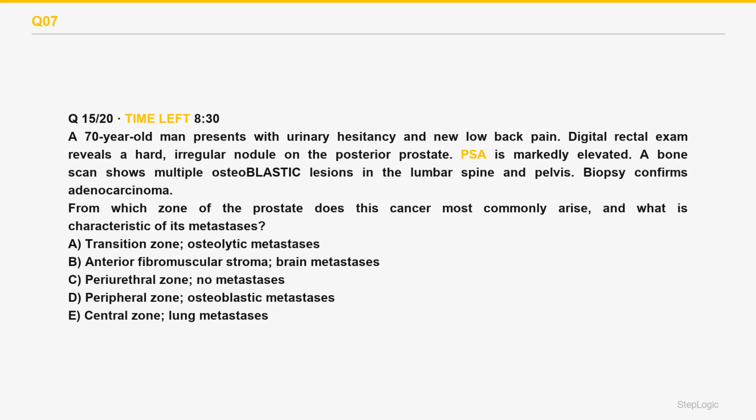Read the command: zone of origin and metastasis character. Elderly man, hard prostate nodule, high PSA, osteoblastic bone lesions, prostate adenocarcinoma.